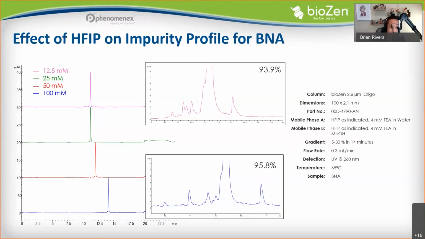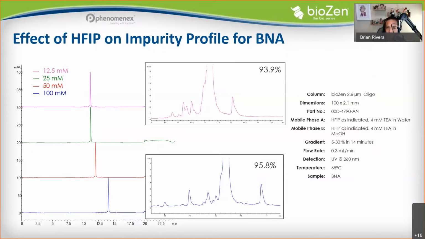A lot of this is from the work that Martin Gilar at Waters did in the mid 2000s, using a lot more HFIP to basically get oligos to retain even better than some of the older column technologies out there, wherein we were trying to get the most out of the retention. And so 400 millimolar HFIP was actually a pretty common concentration. That's entirely too much HFIP, and you see now more applications where 100 millimolar is more common.